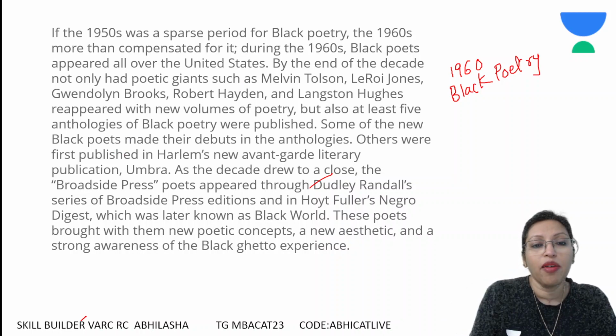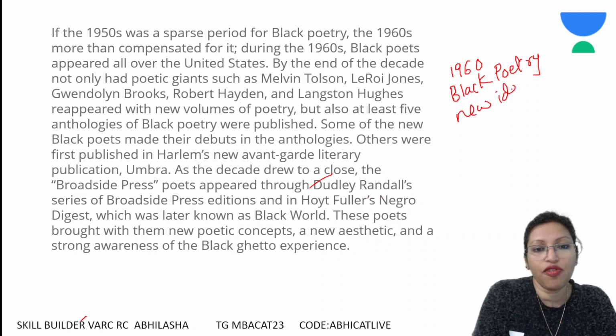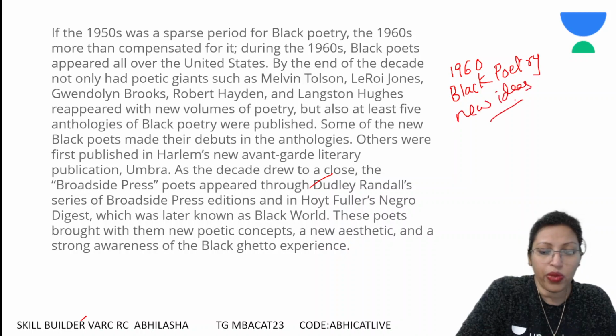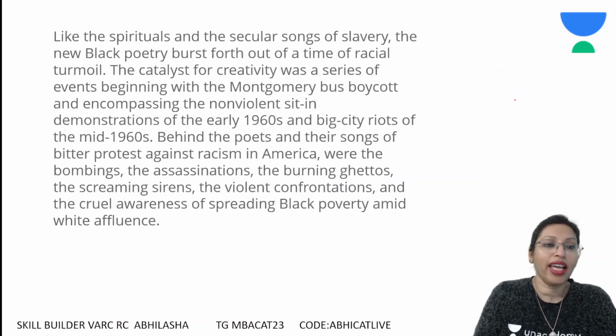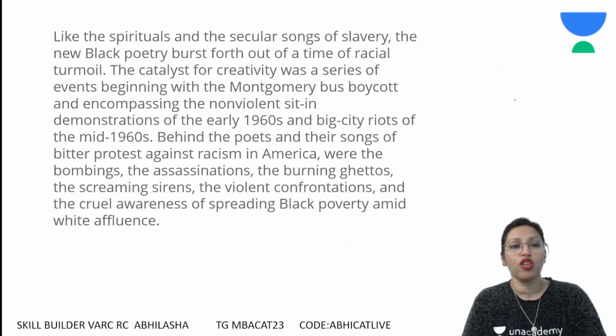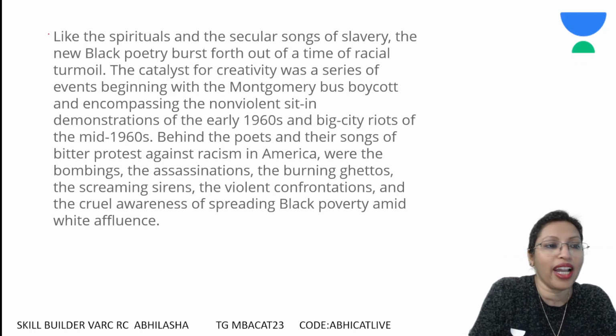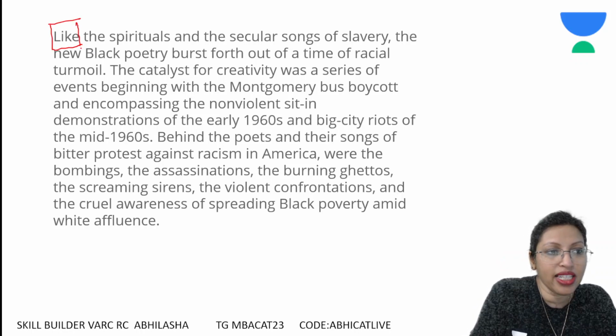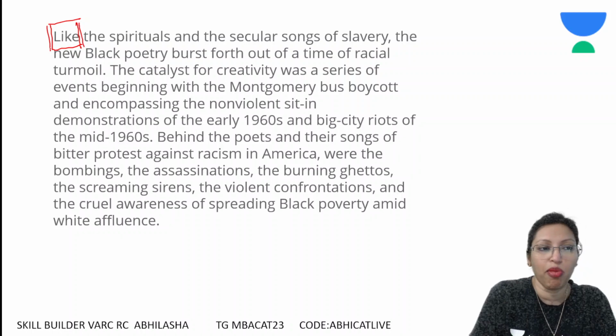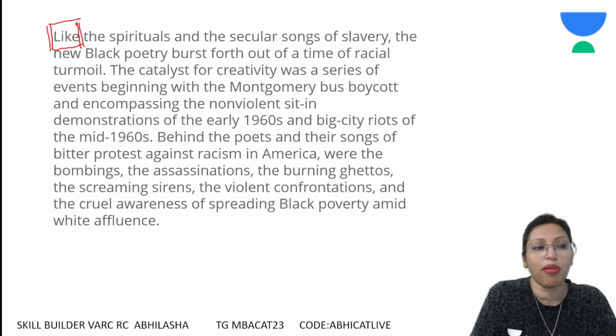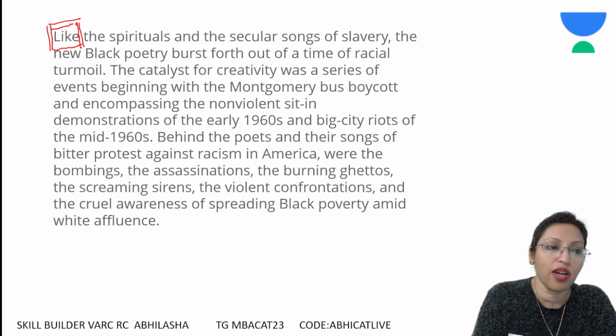So they were bringing in new ideas also, okay? So that is the first paragraph here. Let's go to the next paragraph. Like the spirituals and secular songs of slavery. Remember, whenever the word "like," whenever any comparison is given, it's going to be something very important. So something will come out of a line that starts with a comparison.